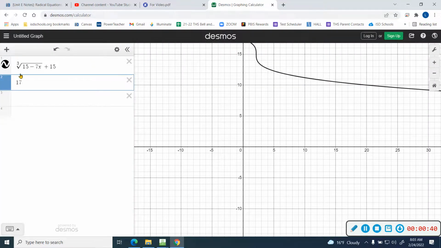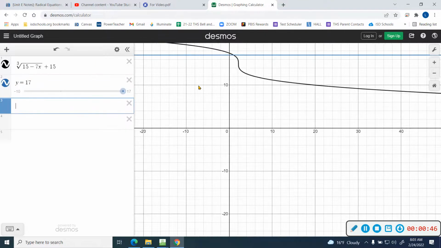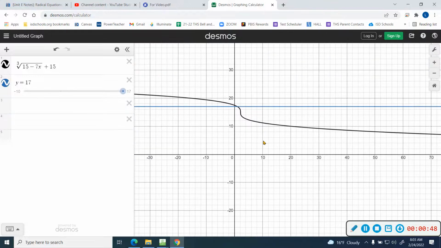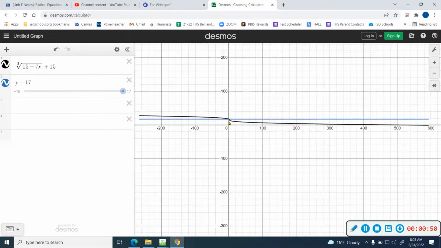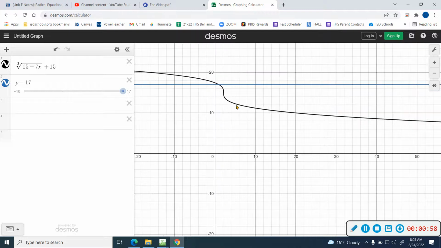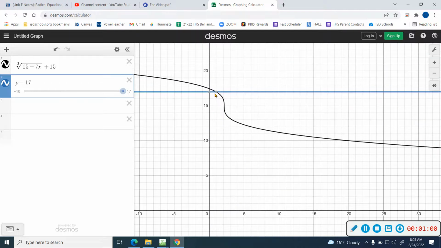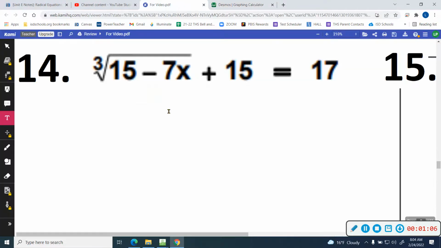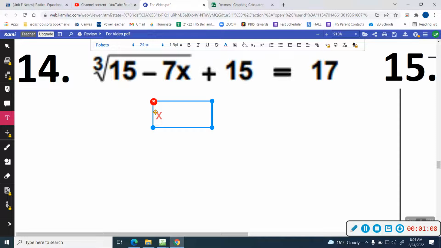Now if you just type in 17, Desmos doesn't recognize that, so I need y equals 17. And looking at those, see my cubic function looks like this. It goes up forever and down forever. So the only solution would be right here at the x. And what's the x value? The x value is x equals 1. So I would say x equals 1.